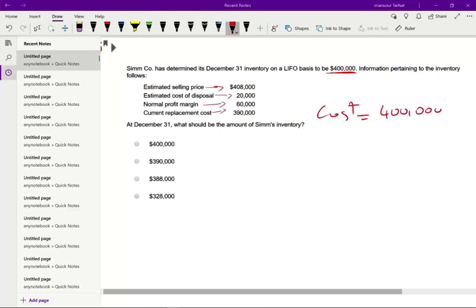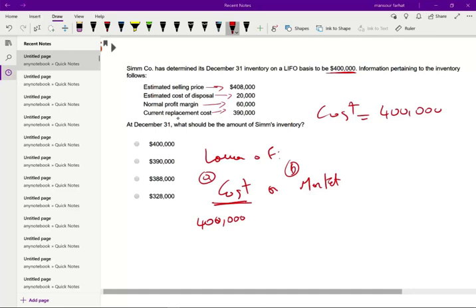Interesting. This is basically the concept that I covered heavily in my intermediate accounting, lower of cost or market. That's fine. We have the cost. The cost is 400,000. That's easy. So we're going to choose the lower of either A, cost, or B, market. Now, how do we define the market? We have to be very careful. We are given the replacement cost, which is 390. Do we choose the replacement cost as 390?